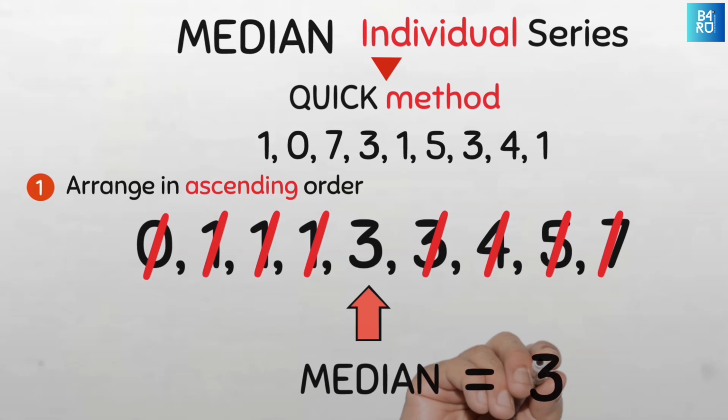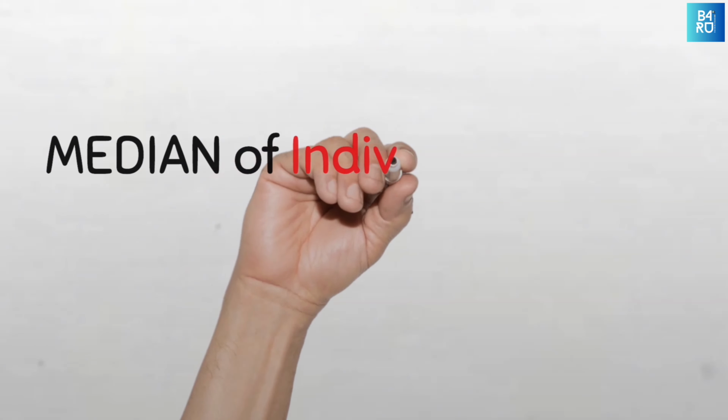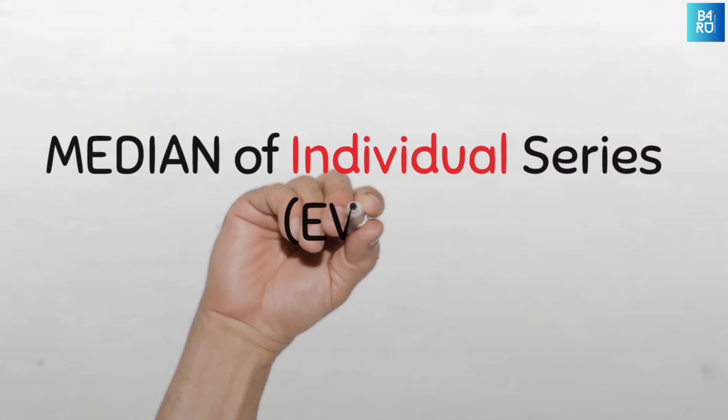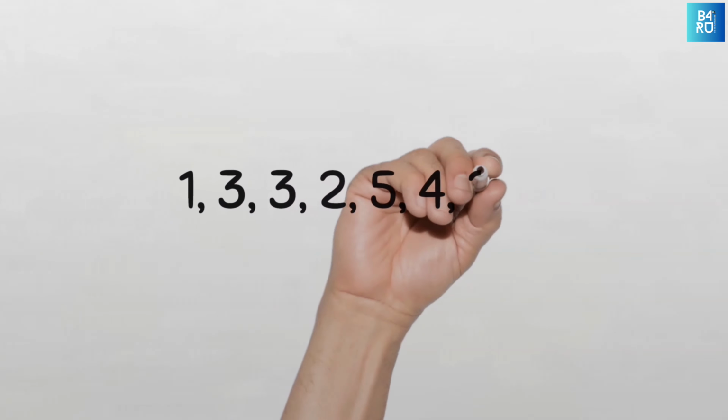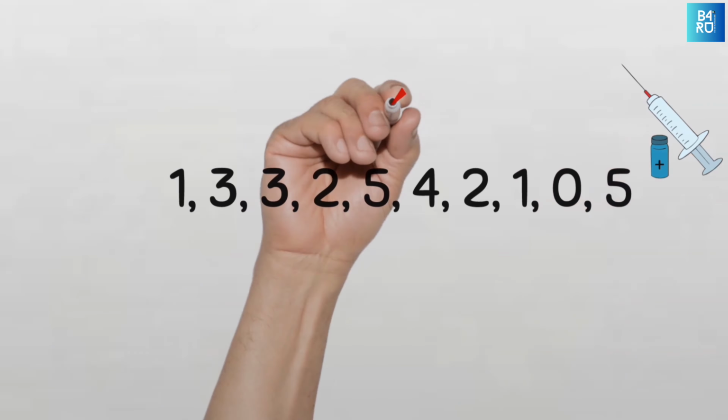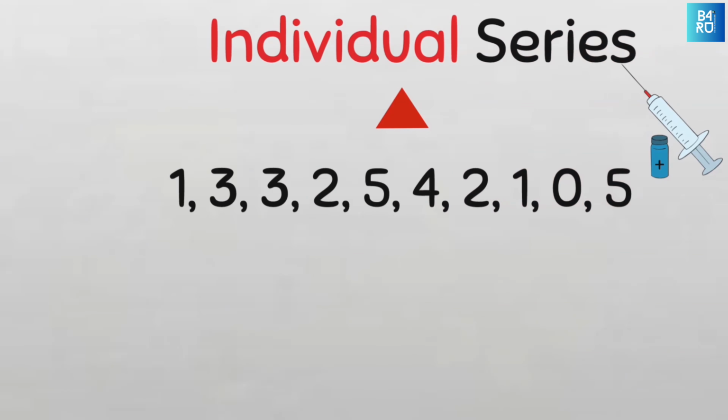Awesome. Now what happens when our data set is an even number of values? How to find the median for individual series data with an even number of values. This is the individual series data of the number of times that 10 children were vaccinated in their lifetime. Let's find the median of this data.